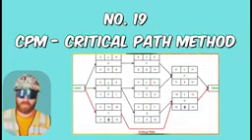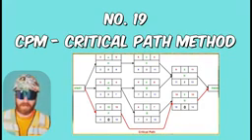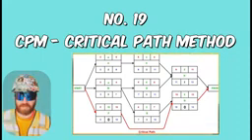CPM, or critical path method, is a scheduling technique that shows you the longest sequence it would take for construction activities to take place. Many activities on a job site can happen at the same time.